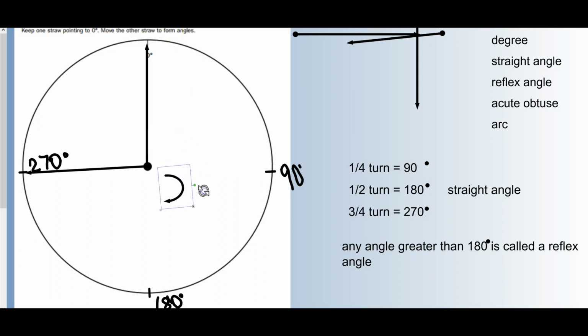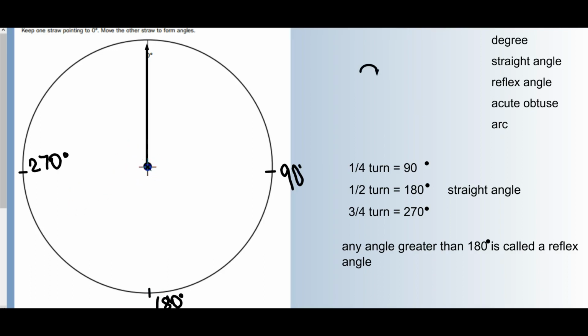Let's turn that. This arc shows that this is the part of the angle that I'm measuring. So if I'm measuring from 0 all the way around here, 270 degrees. Any angle greater than 180 degrees is called a reflex angle.